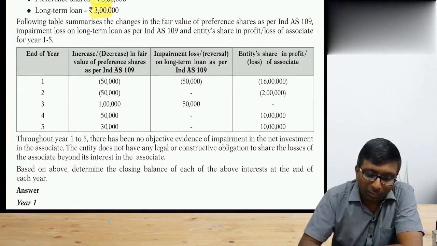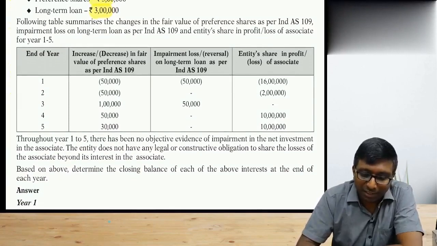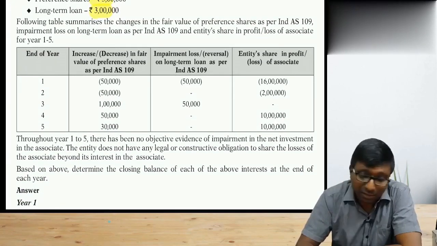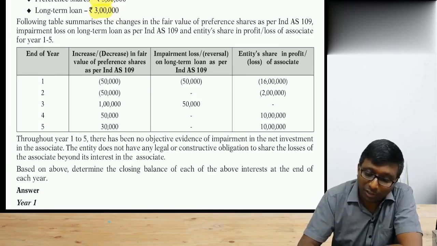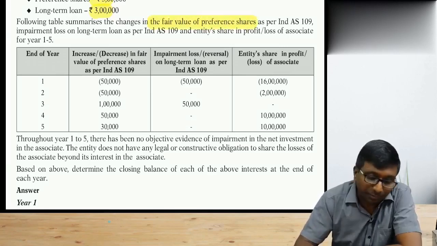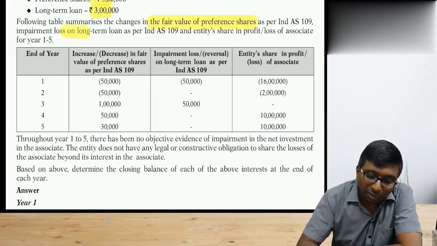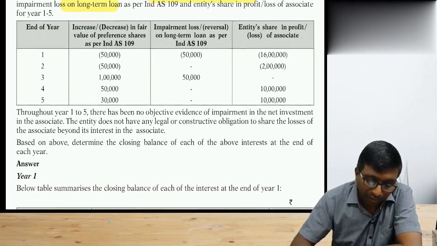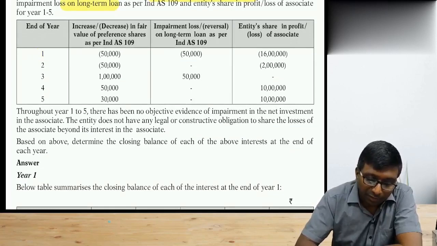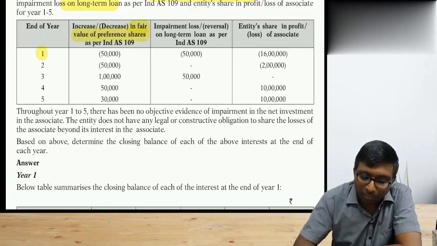The following table summarizes the changes in the fair value of the preference shares as per Ind AS 109, the impairment loss on the long-term loan as per Ind AS 109, and the entity's share of profit in the associate, etc. Observe the end of the first year: the increase or decrease in the fair value of the preference shares has gone up, minus 50,000.